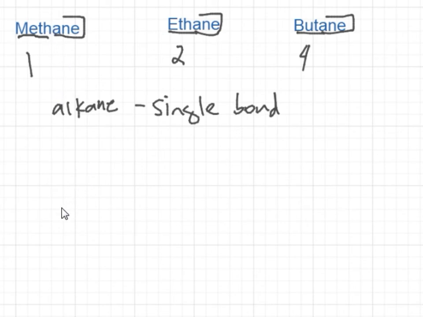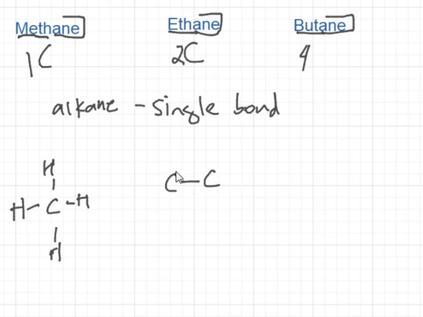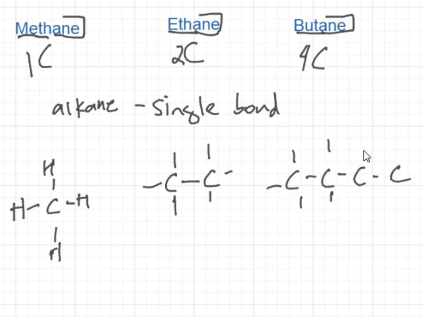So if we're going to draw the methane, since it has 1 carbon, it will only look like this, right? And then of course you have the hydrogen here, and also here. For ethane, since it has 2 carbon, it will look like this. And then of course the hydrogens are attached onto the carbon atoms. For butane, so 4 carbons, it looks like 1, 2, 3, and then 4. And then the hydrogens are attached also to the carbon atoms.